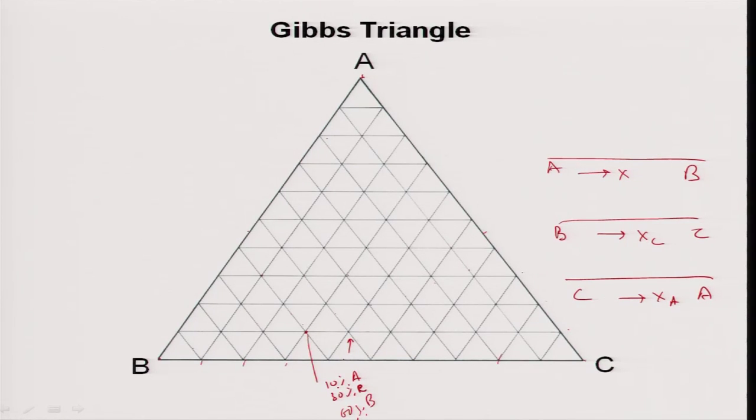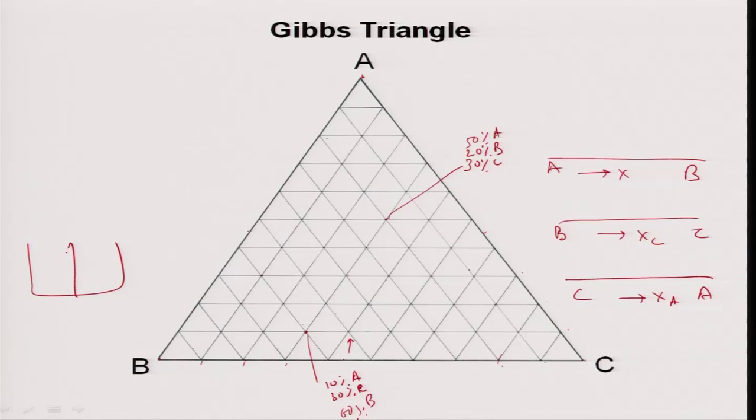Suppose let me do another point, because this is very important. Suppose I consider this one. So this point, if I want to know the composition of A, I just look at the parallel line with respect to BC: 10, 20, 30, 40, 50. So this contains 50% A. Then I look at parallel to AC for the B composition: 10 and 20. You see, this is 20% B. Then I look at composition lines parallel to AB. That will tell me the C composition: 10, 20, 30. So you see, 50 plus 20 plus 30 is 100. So I can actually measure any composition.